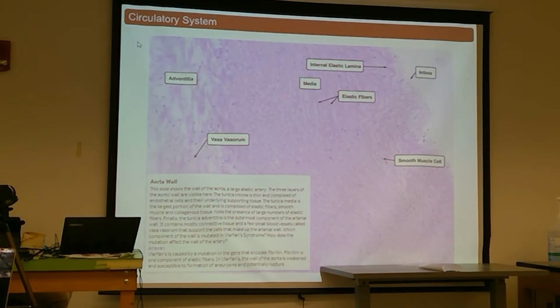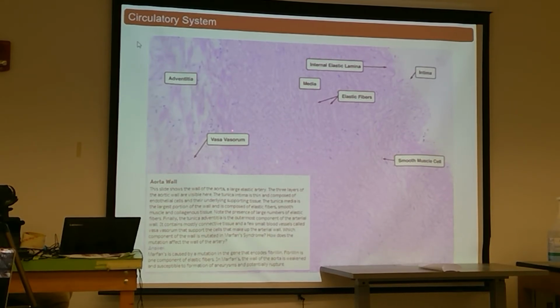Okay, so here's another depiction of that. We have our tunica intima on this side that is showing. You have your internal elastic lamina or internal elastic membrane. You have these elastic fibers that are going through your tunica media, that contains the smooth muscle. And then your adventitia on the outside.